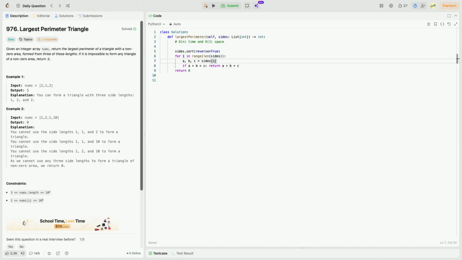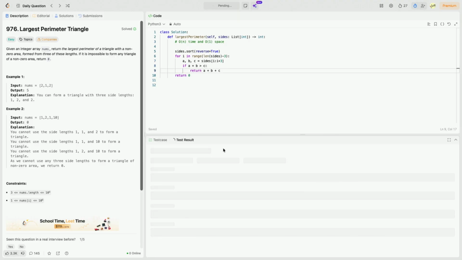So we go from i to i + 3. So we extract 3 elements. So indices 0, 1, and 2. And of course here we have to subtract the 3 so that we don't run into any issues. Yeah, I think that is everything. So let's put this to the test.